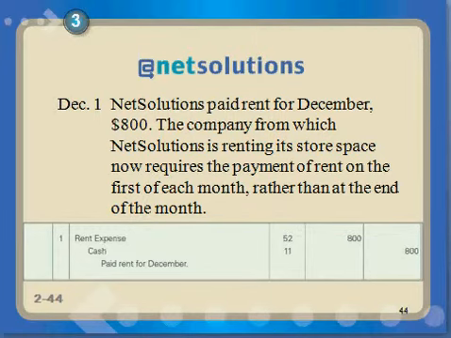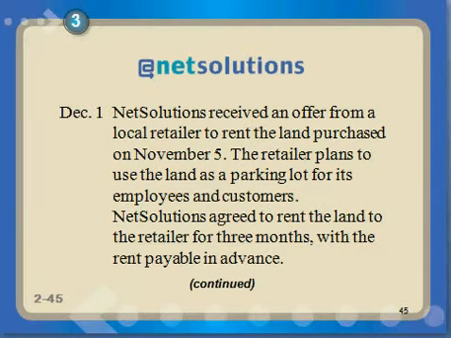And I won't explain how to do the ledger every time, but we would do that each time we make a journal entry. The next thing that happened was Net Solutions received an offer from a local retailer to rent the land purchased on November the 5th, and the retailer plans to use the land as a parking lot for its employees and customers. Net Solutions agreed to rent the land to the retailer for 3 months with the rent payable in advance.